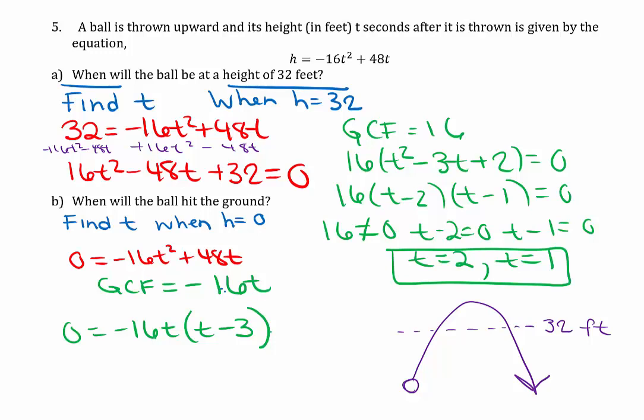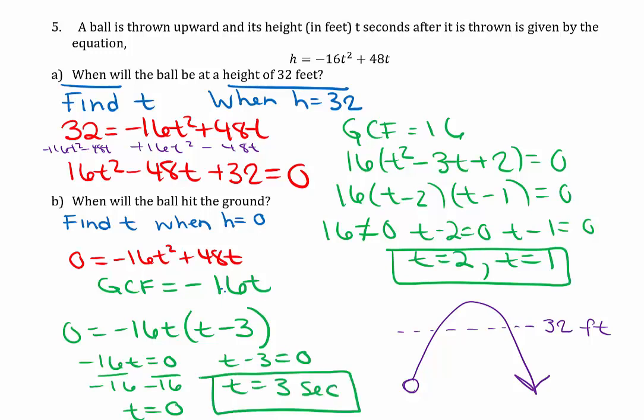I'm left with t minus 3. So I set the factors equal to 0. Negative 16t equals 0. We can divide by negative 16 to get t equals 0. t minus 3 equals 0. That means t equals 3. Now the t equals 0 indicates when the ball is starting at the ground. That's the starting time. And so when will it hit the ground implies that you've already thrown it. And so the answer that we're looking for is actually the 3. It'll take 3 seconds to go up and down and hit the ground.